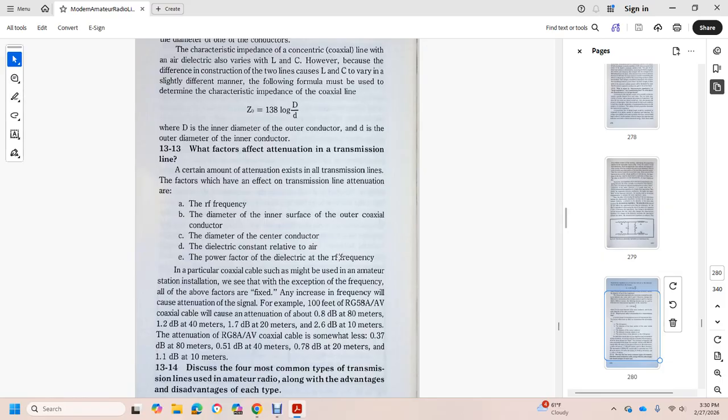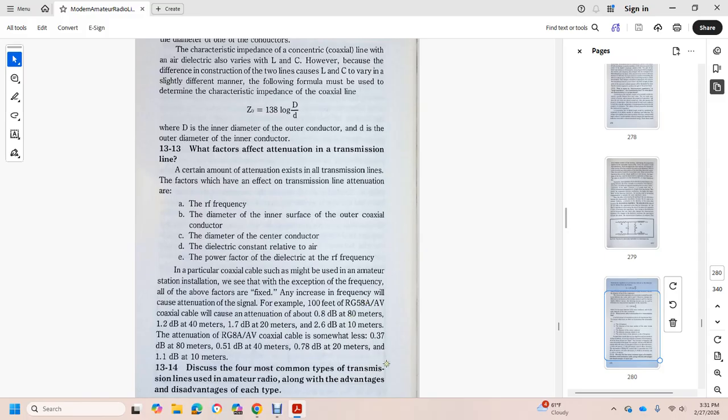For example, for 100 feet of RG-58A coaxial cable, the attenuation is 0.8 decibel at 80 meters, 1.2 decibels at 40 meters, 1.7 decibels at 20 meters, and 2.6 at 10 meters. The attenuation of RG-8/U coaxial cable is less: 0.37 decibel at 80 meters, 0.51 decibels at 40 meters, 0.78 at 20 meters, and 1.1 decibels at 10 meters.